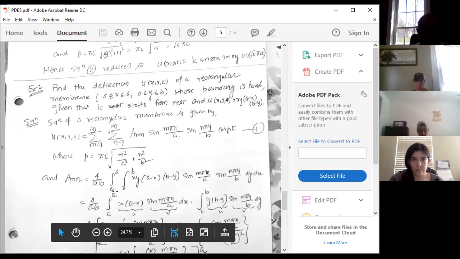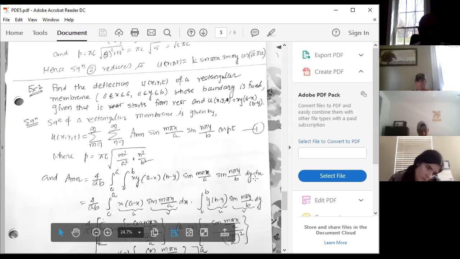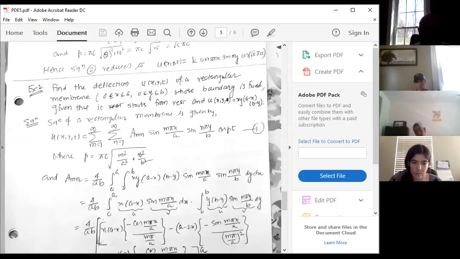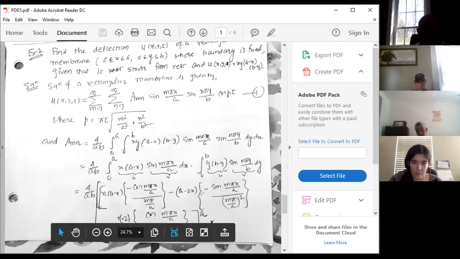First, 4 over ab, integral 0 to a, 0 to b. My function f of xy is given to you: xy, a minus x, b minus y, sine m pi x by a, sine n pi y by b, dx dy. Right? I'm first computing this one, Amn, and then after I will fix my boundary and all this condition. That's easy. Actually, you don't have to fix everything, boundary and everything, because that is fixed over here in the solution itself. So you don't have to go through it. Just find Amn and p, that's it.